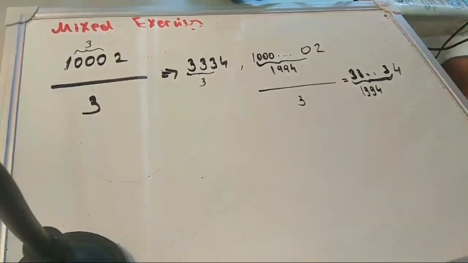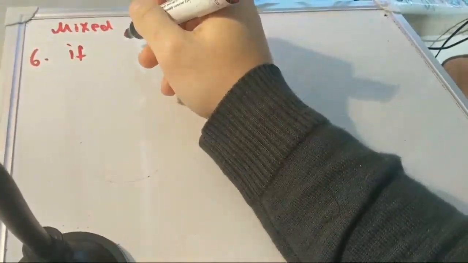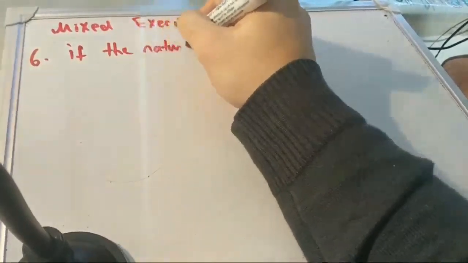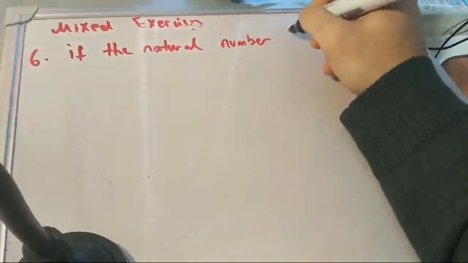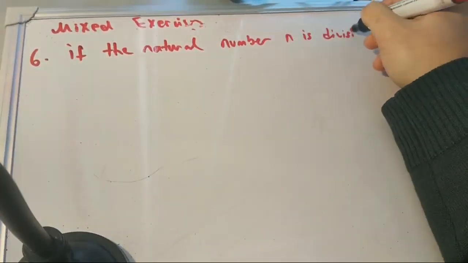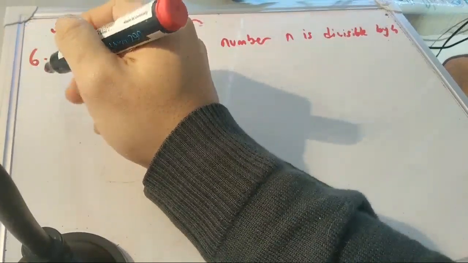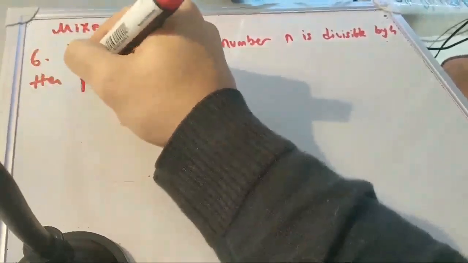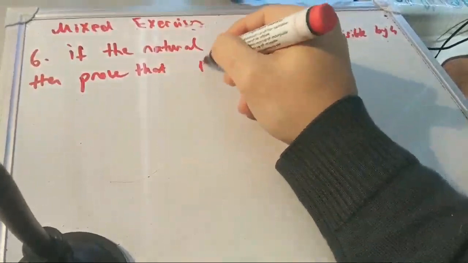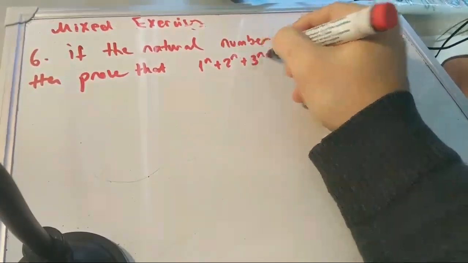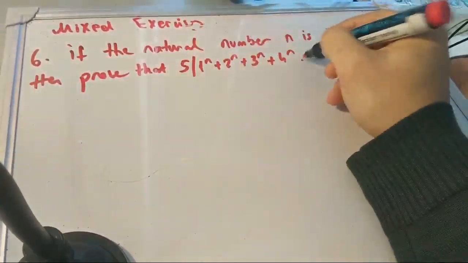I have got one last question, and after that I will solve Eva's problem from yesterday, the fourth one. Okay? Question 6. If the natural number n is divisible by 4, then prove that 1 to the power of n plus 2 to the power of n plus 3 to the power of n plus 4 to the power of n is divisible by 5 as well. We have to prove that.